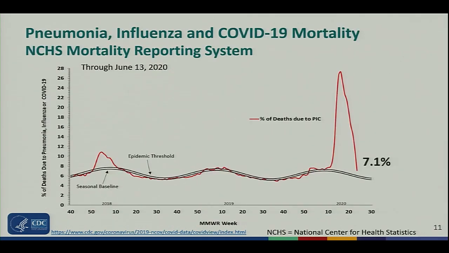The National Center for Health Statistics, or NCHS, collects death certificate data from vital statistics offices for all U.S. deaths. Through the week ending June 13th, 7.1% of all deaths were due to pneumonia, influenza, or COVID-19. This is the 8th week of a decline. However, the percentage remains above the epidemic threshold.